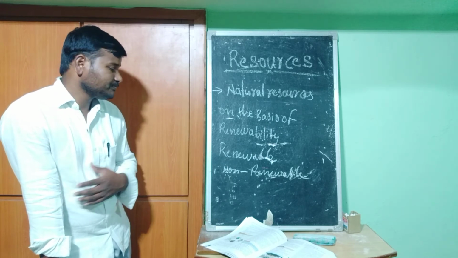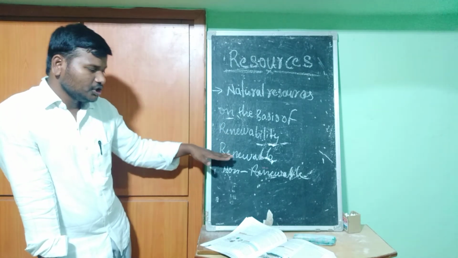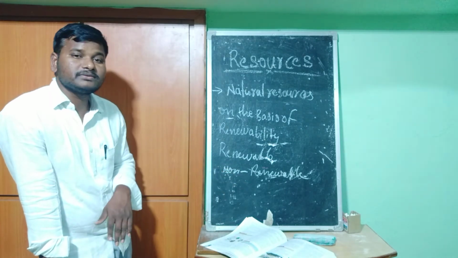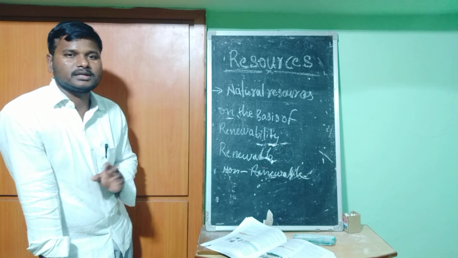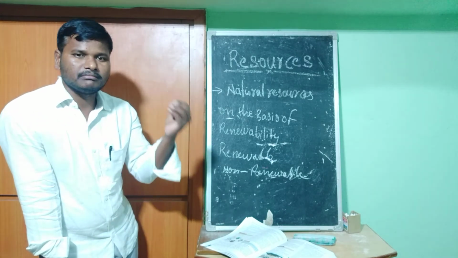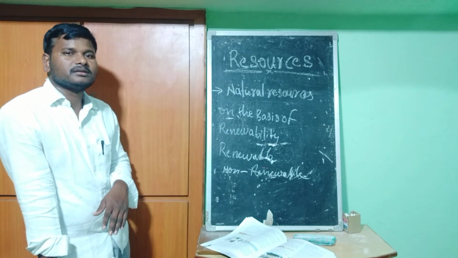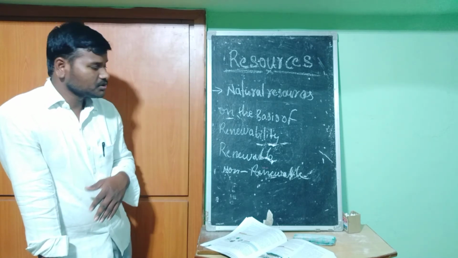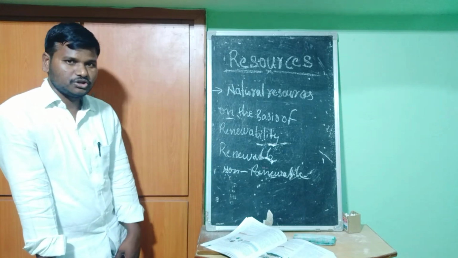So in this way, on the basis of renewability, renewable resources we can get again, and non-renewable resources we can't get again. If we use them once, they will be exhausted. If we use coal once, if we burn it, it will become ash. We can't get it again. But renewable, we can get it again. So this is renewable and non-renewable resources on the basis of renewability.